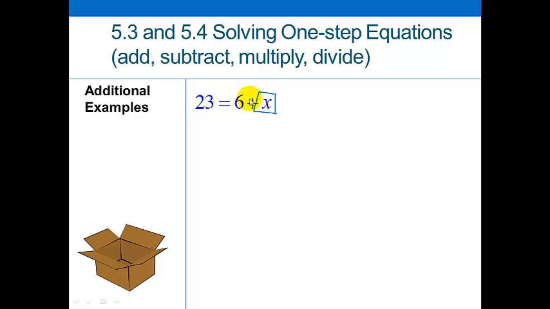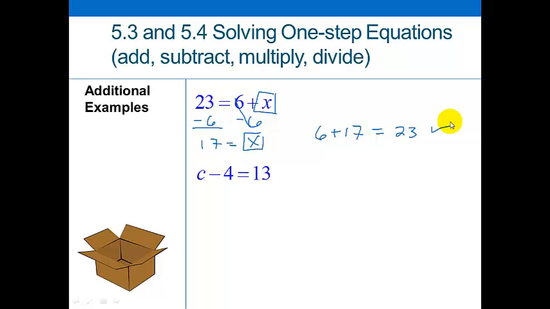So right now, 6 is being added to x. So to undo addition, I have to subtract. And if I subtract from the right, I'm going to have to subtract from the left. So 6 minus 6 cancels each other out. And you're going to be left with x. 23 minus 6 is going to give me 17. Now I'm going to double check this solution. Does 6 plus 17, 6, I break that into 3 and 3, 17 plus 3 is 20, 23, yep, that's a check.